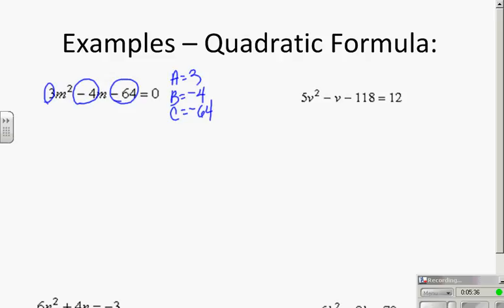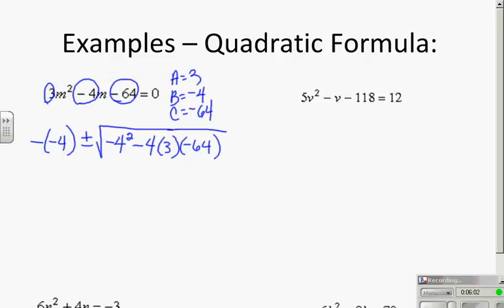If it would have factored, when we get all done, we'll get whole numbers. If it wouldn't have factored, we'll get fractions. So we've got the opposite of b. Now remember, if I start with a negative, I have to still make it minus. Plus or minus, that takes care of my two answers. The square root of negative 4 squared, b squared, minus 4 times a times c, all over 2 times whatever a is.